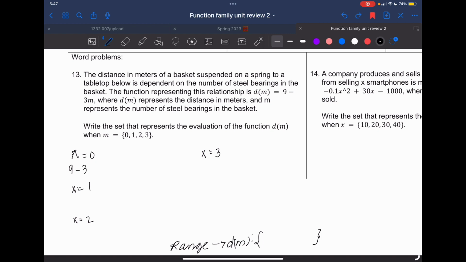9 minus 3 times 0 is going to be 9. 9 minus 3 times 1. So 3 times 1 is 3. 9 minus 3 is 6. And then 9 minus 3 times 2. So 3 times 2 is 6. So 9 minus 6 is 3. And then where x is 3, 9 minus 3 times 3. 3 times 3 is 9. So 9 minus 9 is 0. So our range is going to be 9, 6, 3, 0.